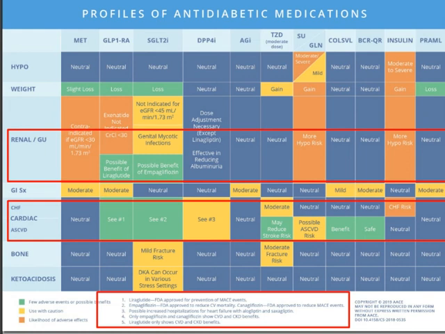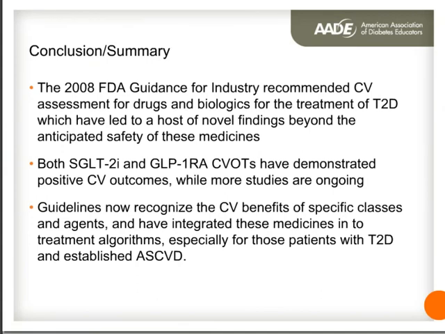So with that, I know we've run through a lot of information from all of these guidelines. I hope you'll remember that all of this started with the FDA guidance back in 2008, where they were really trying to rule out additional risks. But here we've seen evidence for benefit with certain classes of drugs. More is still to come in terms of studies that will read out. And the guidelines are now already implementing them into practice recommendations for your patients with type 2 diabetes, and especially those with established atherosclerotic cardiovascular disease.